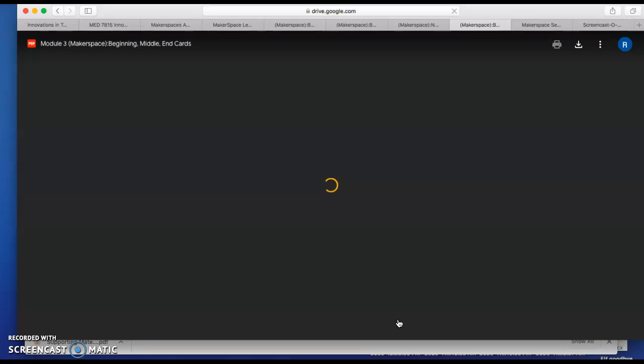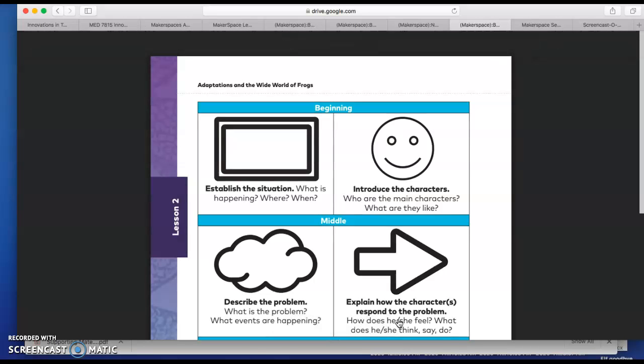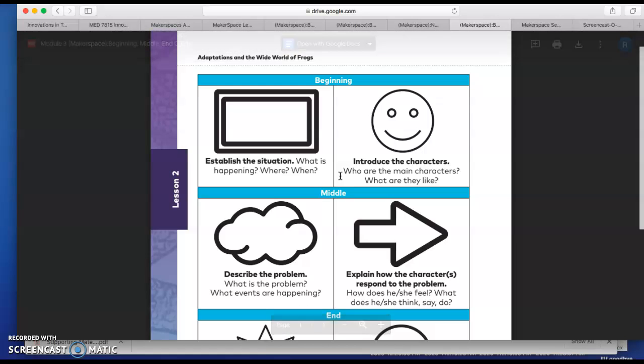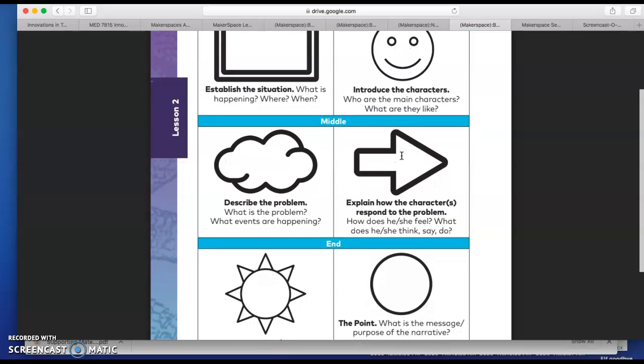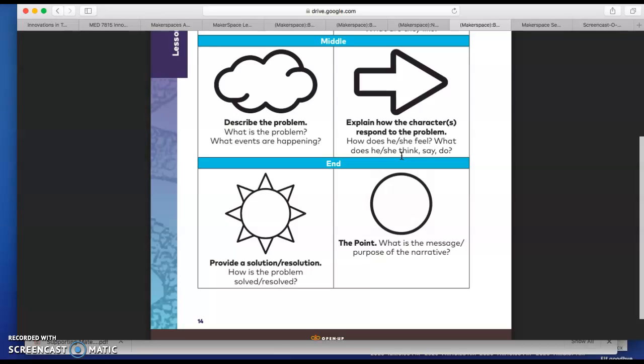It can help the special ed students, the lower level students, or even my middle or high students who just need a little reminder. So the beginning just tells them to establish the situation and gives them some questions. It also tells them to introduce the characters. In the middle, they're going to describe the problem and explain how the characters respond to the problem. And at the end, they're going to provide a solution and get to the point, which is the message or the purpose of the narrative.